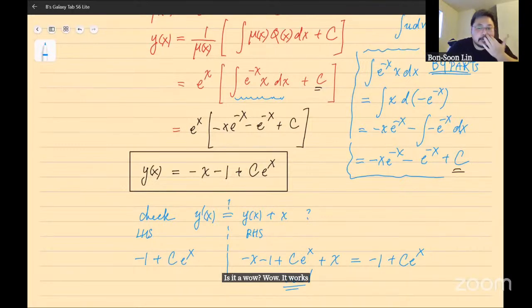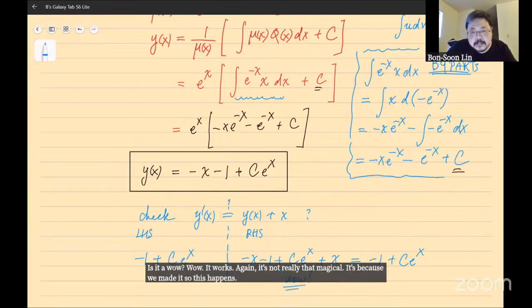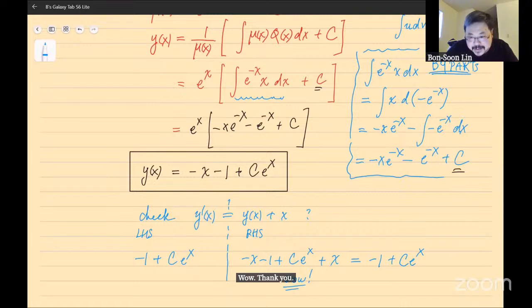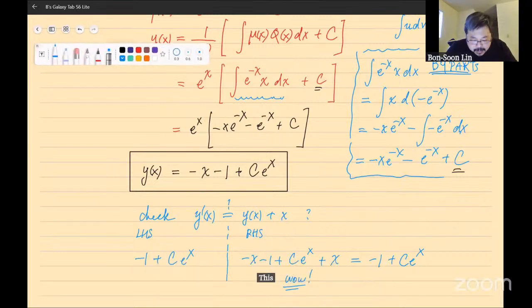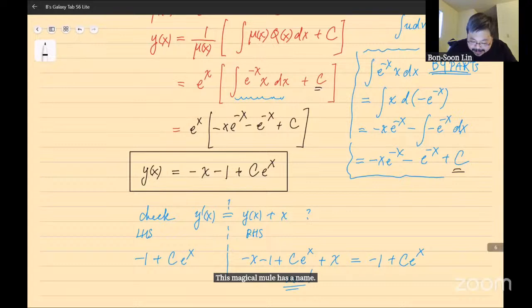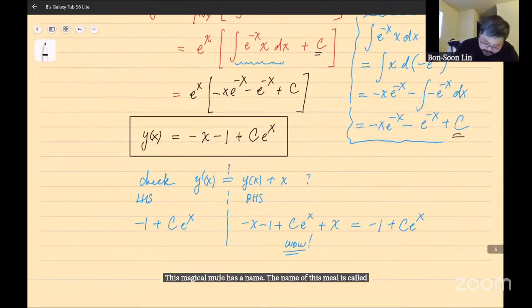Again, it's not really that magical. It's because we made it so this happens. Wow, thank you for the wow. Exactly, right? So all this works because we found this magical mu. This magical mu has a name. The name of this mu is called an integrating factor.